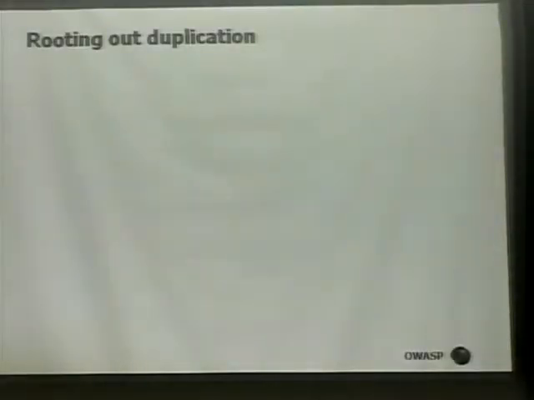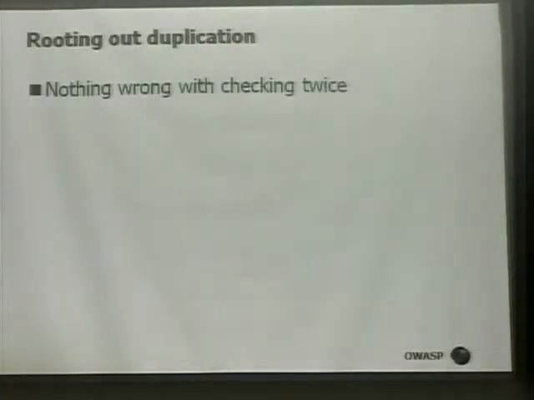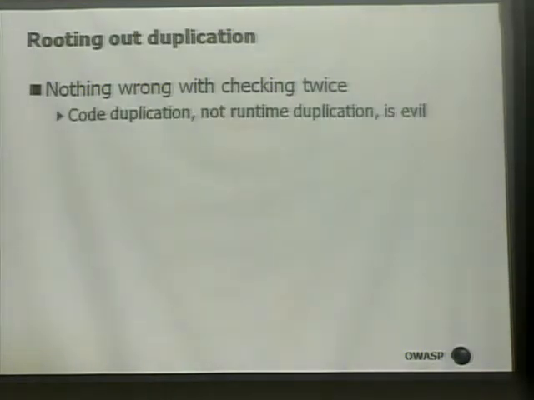So let's just reflect on that. First thing I would like to say, there is nothing wrong with checking something twice. That's not actually against the DRY principle. The DRY principle is about code duplication. It's not about runtime duplication. If the same code gets invoked multiple times, that's not going to cause you any maintenance upsets.